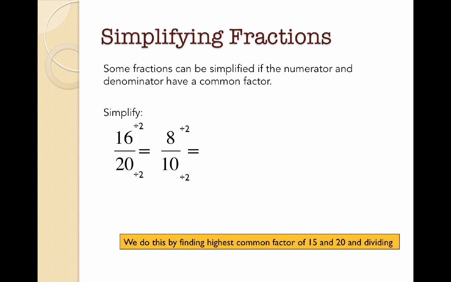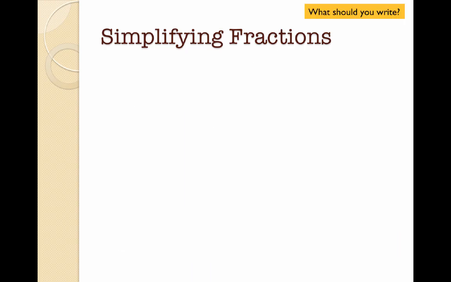So I'm going to divide the top and the bottom by 2 and get my simplified fraction of 4 over 5. Please note that I could have easily divided by 4 from my original fraction to get 4/5. That would have been the highest common factor.